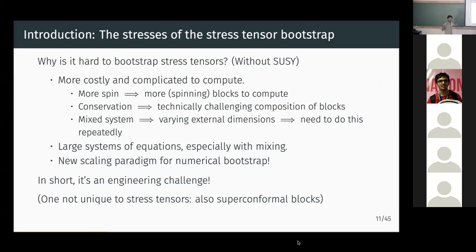On top of this, the system of equations is massive, and getting a computer to handle all of that is an engineering challenge in and of itself. Essentially, this is a new scaling paradigm for the numerical bootstrap. You need to handle this level of complexity of blocks and crossing equations, put it all into a computer, and hope that it all works. I should say that this engineering challenge is not unique to the stress tensor. If you want to compute superconformal blocks, it's a very similar story. So the same engineering challenge that we solved for the stress tensors is also useful now for working with superconformal blocks directly.